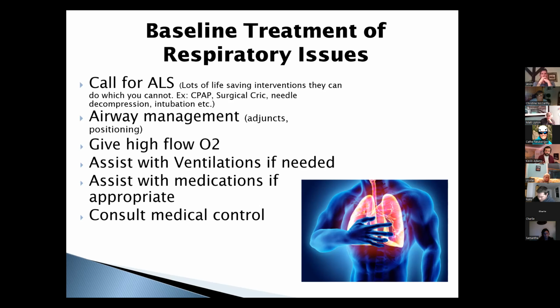We have a bunch of tools to help out with this though. So if they really need it, oxygen, BVM, and assist them with their medications or prescribe them a nebulizer if they're having the wheezing, those bronchial contractions. And it's always appropriate to consult medical control.